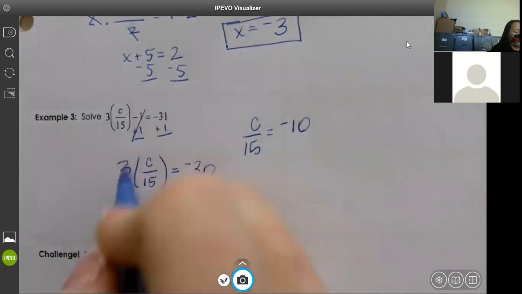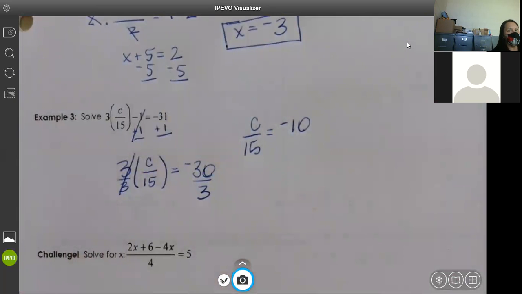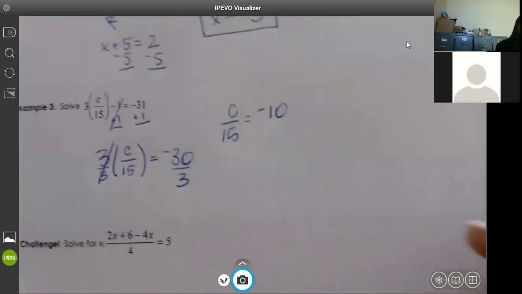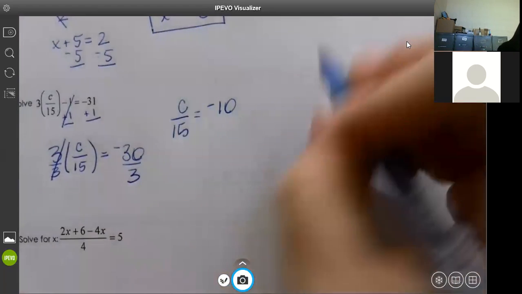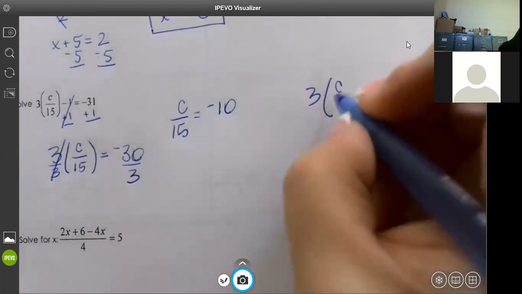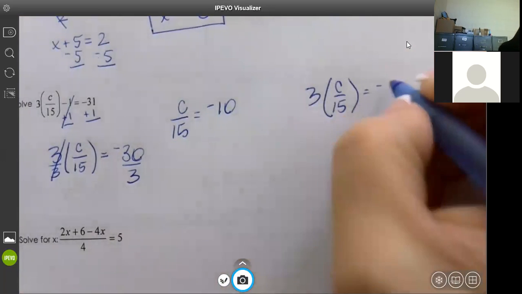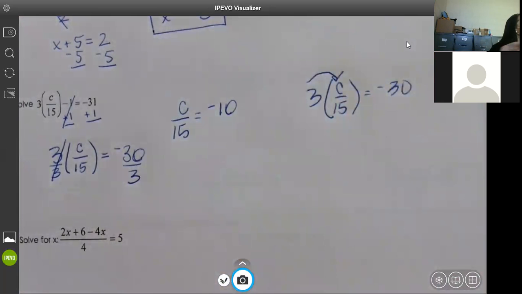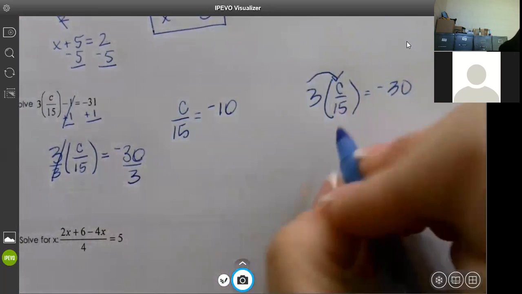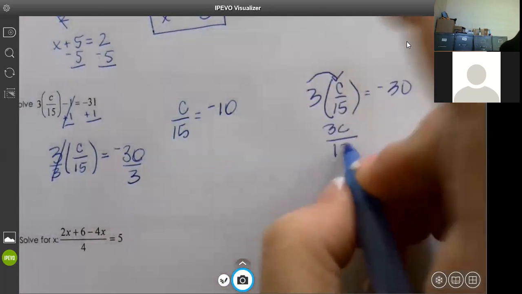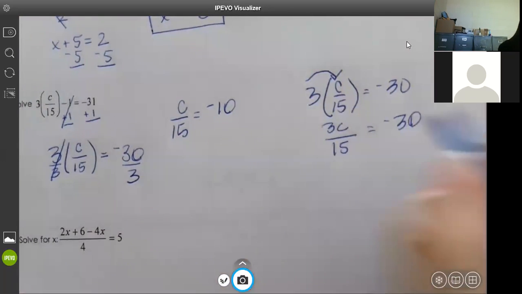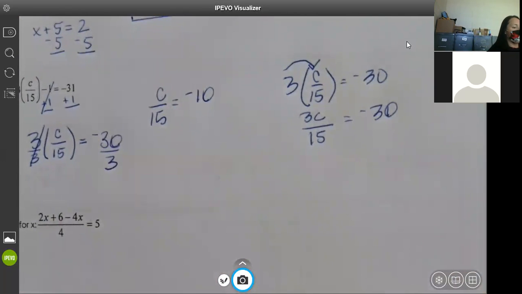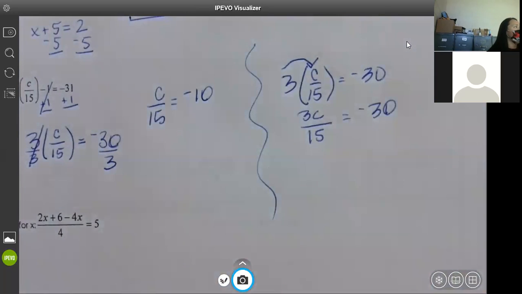Again, -30 divided by 3 is -10. If you wanted to, and this is just to the side, we're going to hold off on this for a minute. Some of you may see it like this, and you may distribute that 3 in, which is perfectly fine, okay? If you do that, then you're just going to get 3c over 15 equals -30, okay?